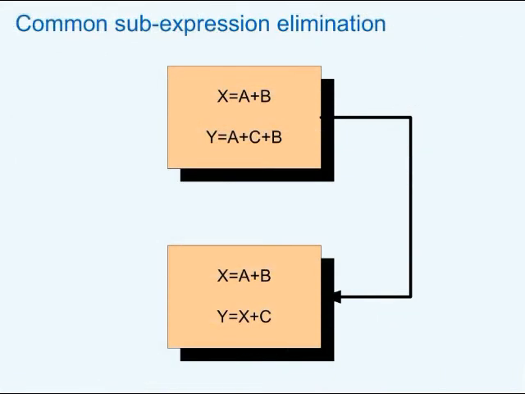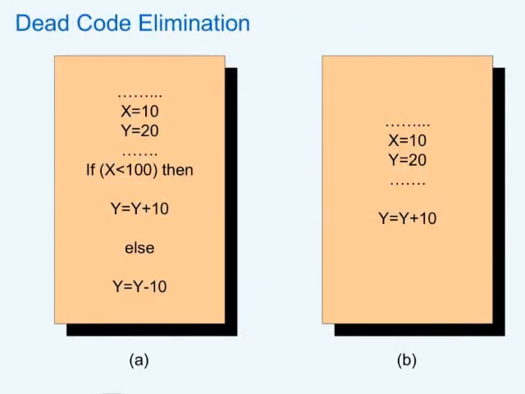If you look at this example, it says x is equal to a plus b, then y is equal to a plus c plus b. So if you look here, a plus b had already been done and assigned to x. So there is no need to do this operation once again. So in place of keeping it like this, the code optimization phase will convert it into this form, that is x is equal to a plus b and y is equal to x plus c. So with this, the execution time is going to reduce.